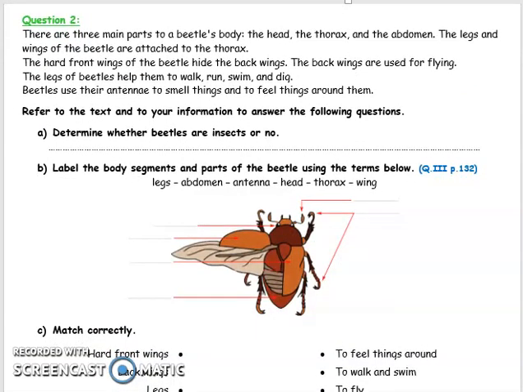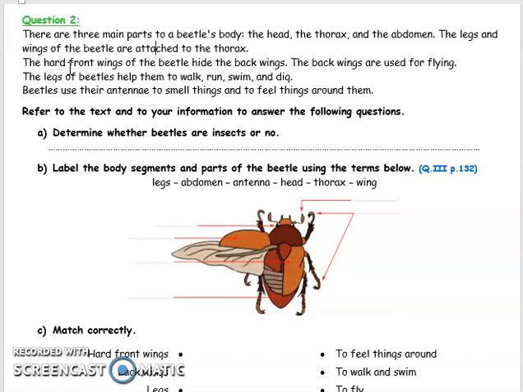Question number 2, we're talking about beetles. There are 3 main parts to a beetle's body: the head, the thorax, and the abdomen. The legs and wings of the beetle are attached to the thorax. The hard front wings of the beetle hide the back wings. The back wings are the wings used for flying. The legs of beetles help them to walk, run, swim, and dig.